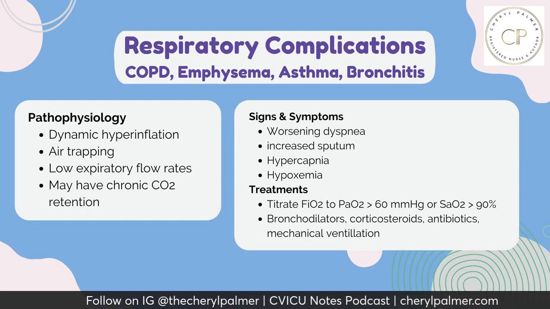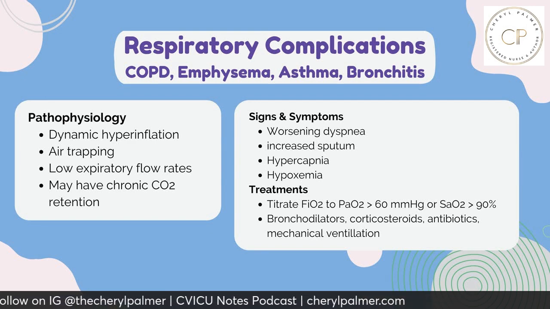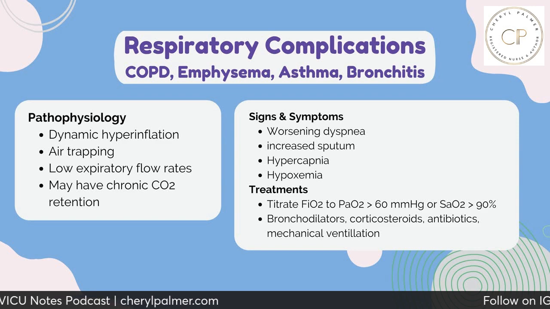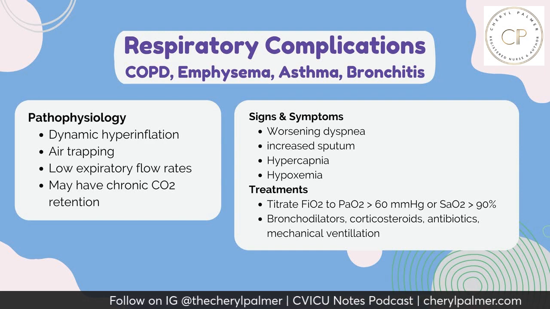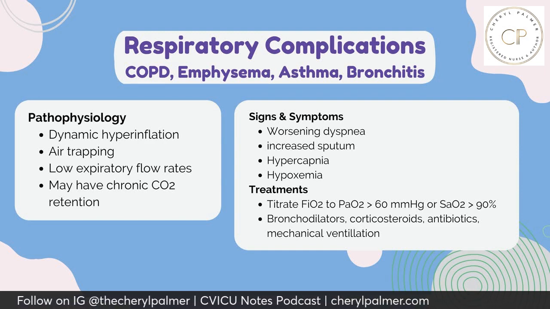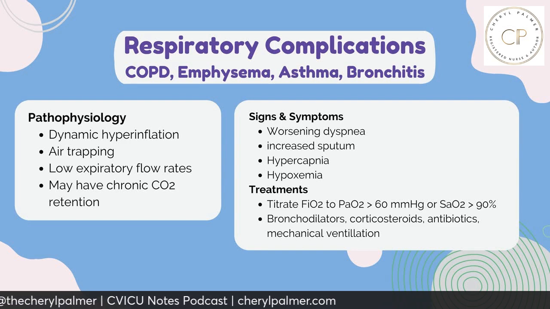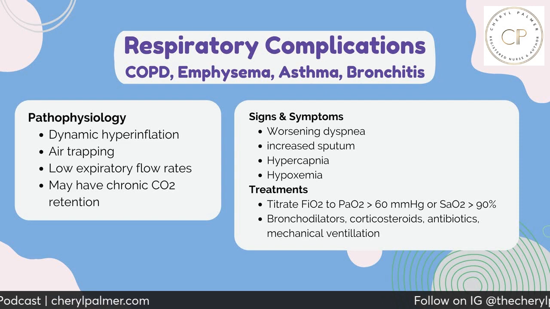Treatments include titrating the FiO2 to greater than 60 millimeters of mercury or a SAT greater than 90%. Of course, this will vary depending on your patient's history as well. Bronchodilators, corticosteroids, antibiotics, and mechanical ventilation are other treatments.